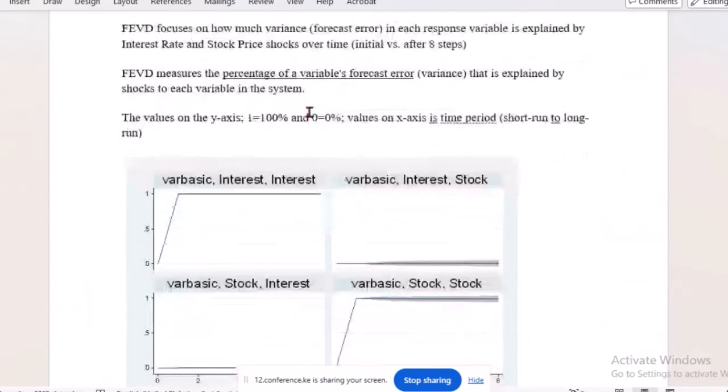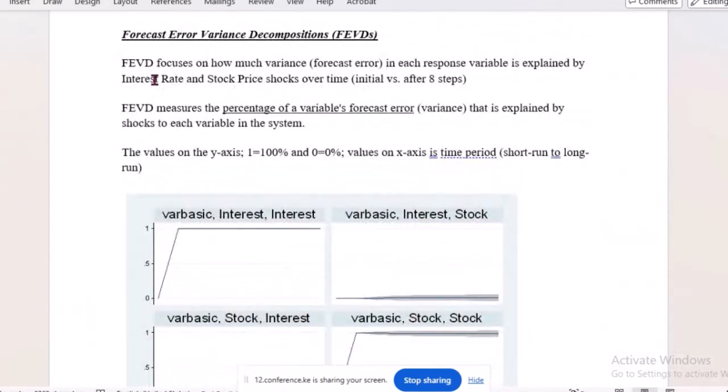And we're also saying that this variance decomposition measures the percentage of the variable's forecast error. So the keyword we are interested in is actually the forecast error. We want to see what is the effect of a shock on the forecast error. What will be the percentage of variance of the forecast error that is explained by the shock to each of the variables in the system.